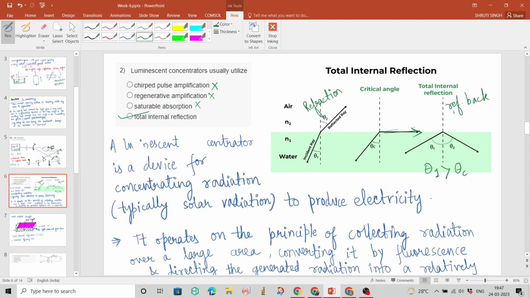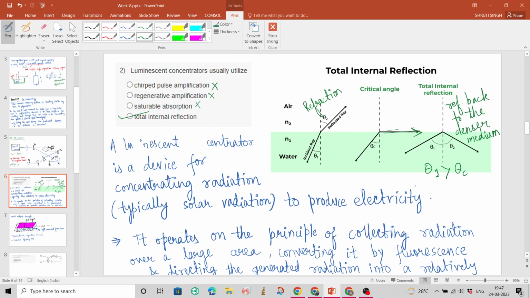Reflection back to the, sorry, denser medium. So the light is reflected back in the same medium. It does not escape the medium. So this is the principle of total internal reflection.